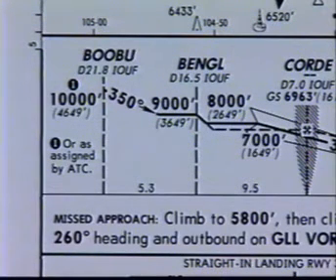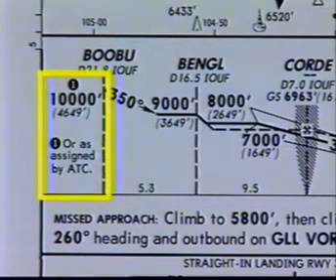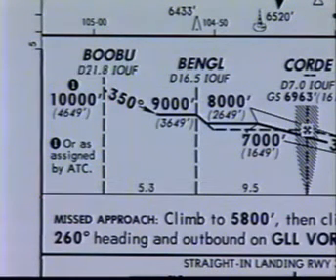This approach shows various step-down fixes which are used to help you descend to a lower altitude. The circled number refers you to a note located elsewhere on the chart. This note indicates that you should maintain a minimum altitude of 10,000 feet unless you are assigned a different altitude from ATC. After you have passed the Boo Boo intersection, which may be identified by the 21.8 DME of the ILS localizer, you can descend to an altitude of 9,000.